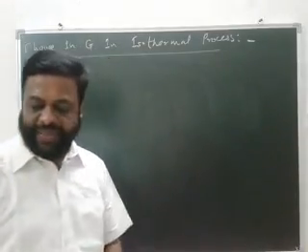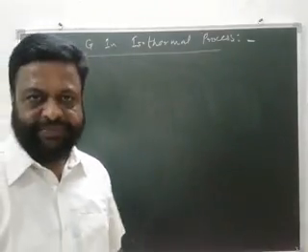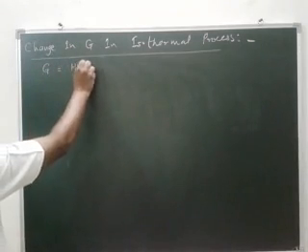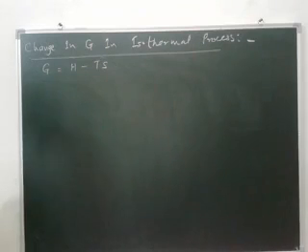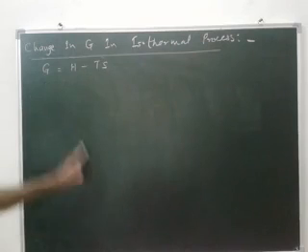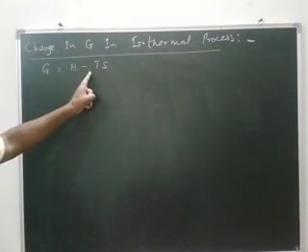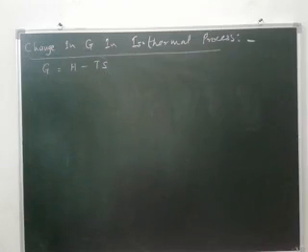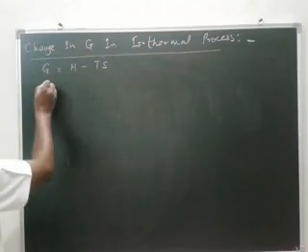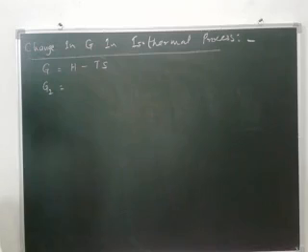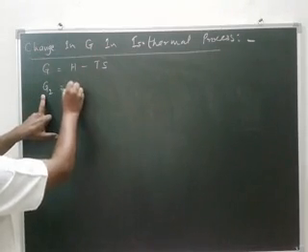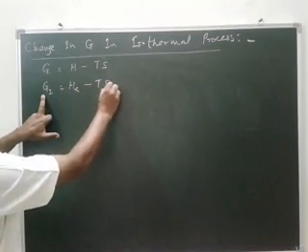So this derivation is also very simple. We know that G is equal to H minus TS. The Gibbs free energy function is given by this equation, G is equal to H minus TS. When the system is present in the final state, the Gibbs free energy of the final state is denoted by the letter G2, and it is equal to H2 minus T into S2.